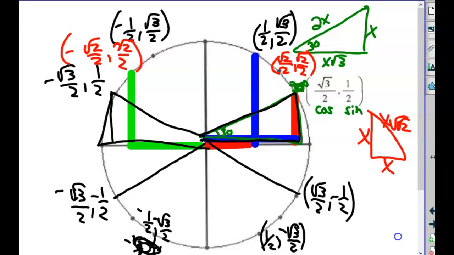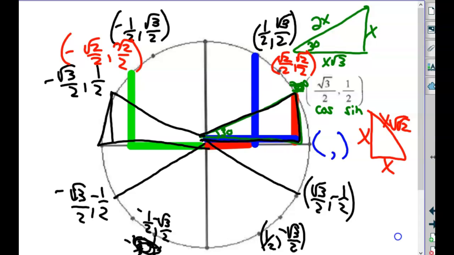Etc. I'm going to run out of time. No, I'm not, but I'm running out of space. Can you put that all the way around? Okay. What does that leave? What have I left off? There's some ordered pairs I didn't put on.